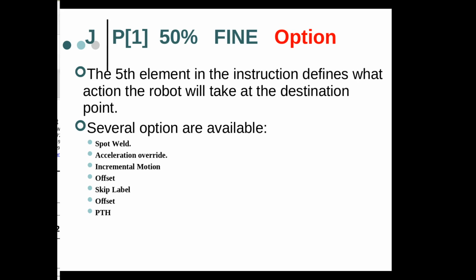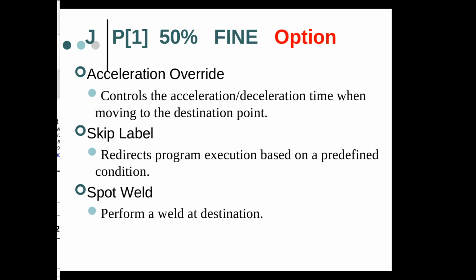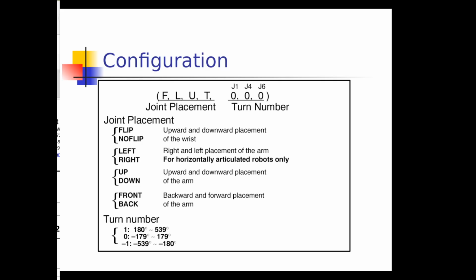All right, so the fifth element there, as I already previously mentioned, is the option. Okay, and we can do things like spot weld, accelerate, we can do offsets, we can skip to a label, which means skip into another part of the program. And there's actually lots and lots of options that are available here. This is just given a few ideas of what we can do.